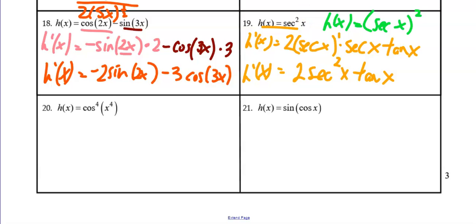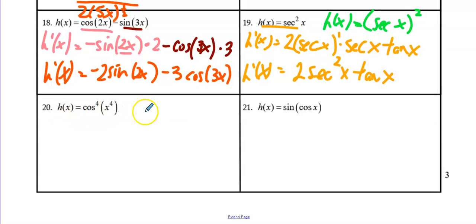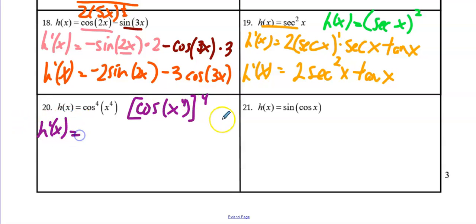So the last 2 examples we're going to do are number 20 and number 21. For this one, again, ladies and gentlemen, I know I'm doing the same stuff over and over again. The more we do it, the better we get at it. So I'm rewriting it again: cosine of x to the 4th, raised to the 4th power. So h prime of x is going to be equal to, we're going to move this down, and for like the 75th time I've said this probably, we're going to leave everything inside of the parentheses alone, to the 1 less power.